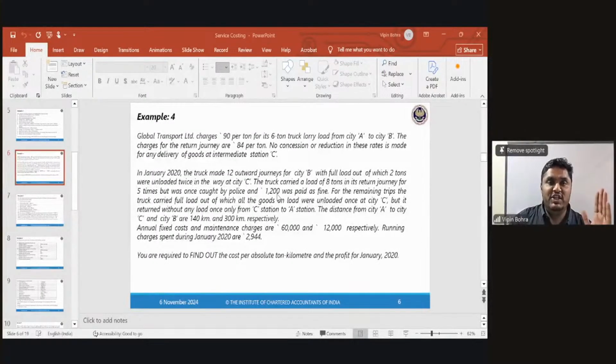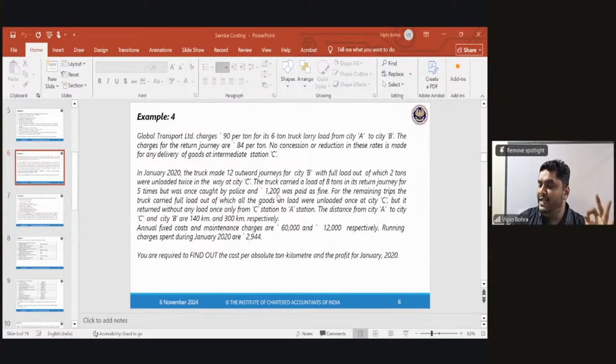So there are 2 stations A and B, and the intermediate station is C. Now see, let's check the story. In January 2020, the truck made 12 outward journeys to city B with full load. When talking about full load, it means 12 journeys into 6 tons. So that is total 72 tons.